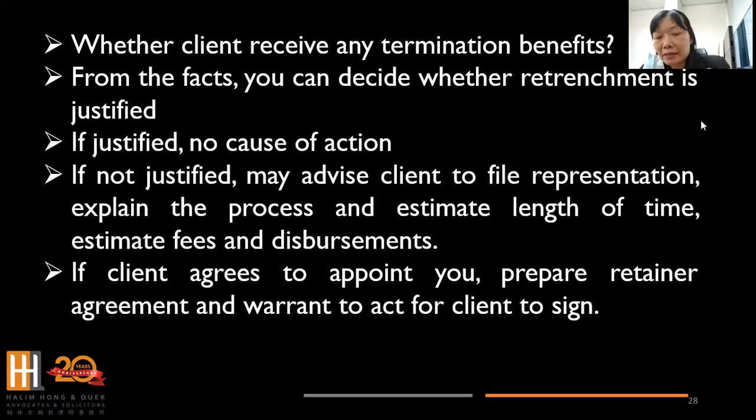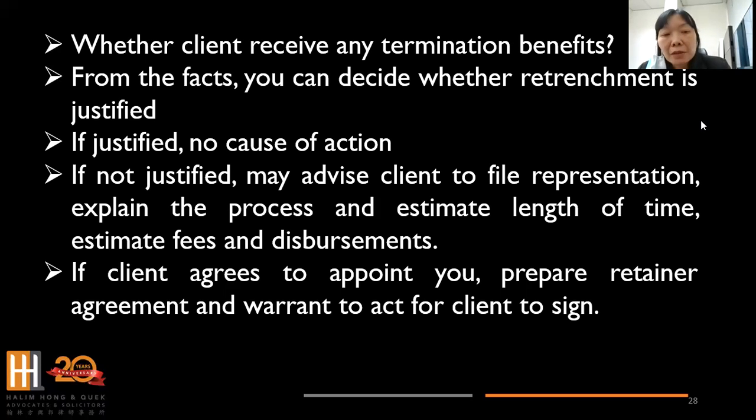That means the client has an unfair dismissal, but they are disguising it as redundancy. So you have to again explain to the client the whole process. When you file, whether we can conciliate, then after that you have to wait for the industrial court to start your case. So there's an estimated length of time. It can take quite some months to dispose of the case.